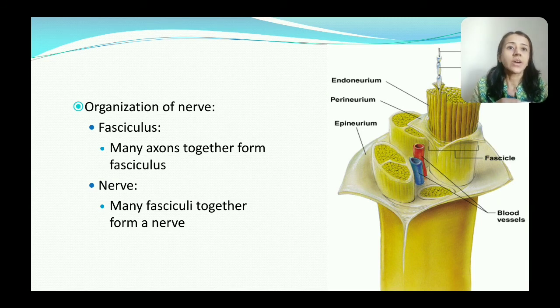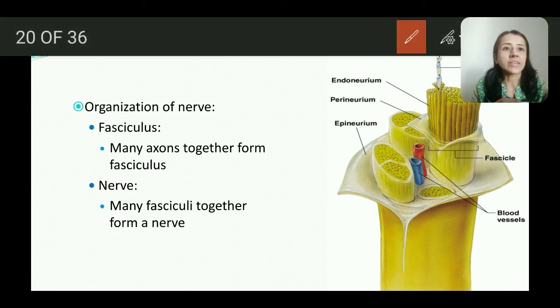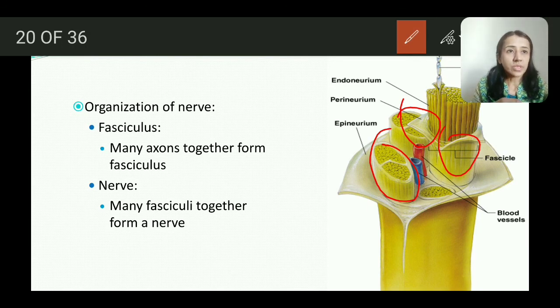Now, organization of nerve. You can see here how the nerve is formed. A nerve is made up of many bundles of axons. You can see here there are various bundles. This bundle is known as a fascicle. Many axons together form a fascicle, and many fasciculi together form a nerve.